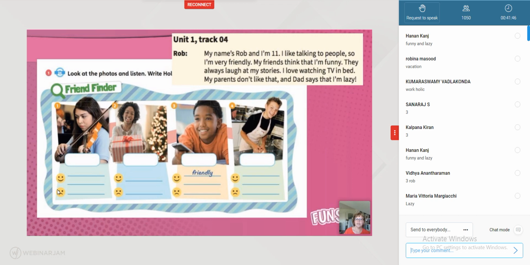So students listen to about Rob, and then they listen also to information about the other 3 people and write their names and the adjectives that they use to describe themselves.